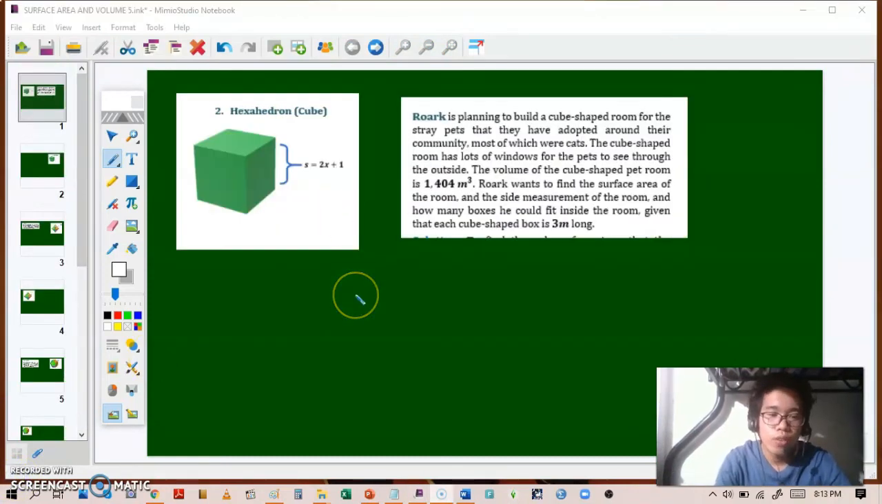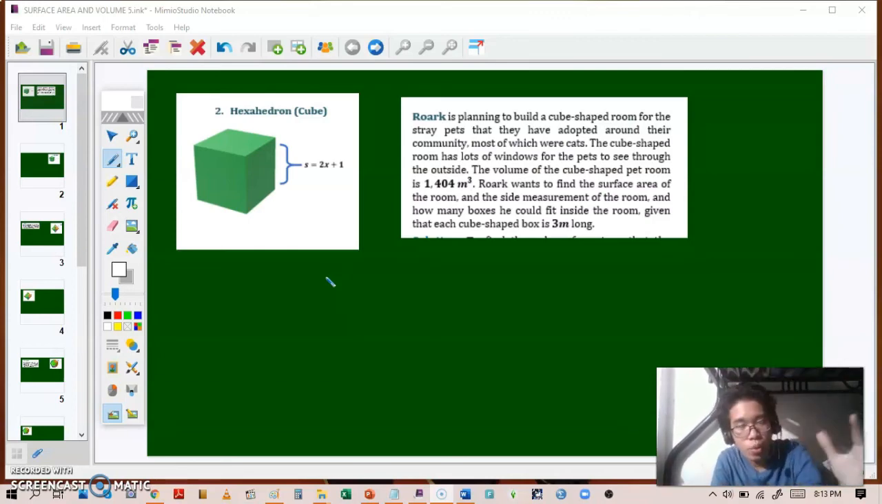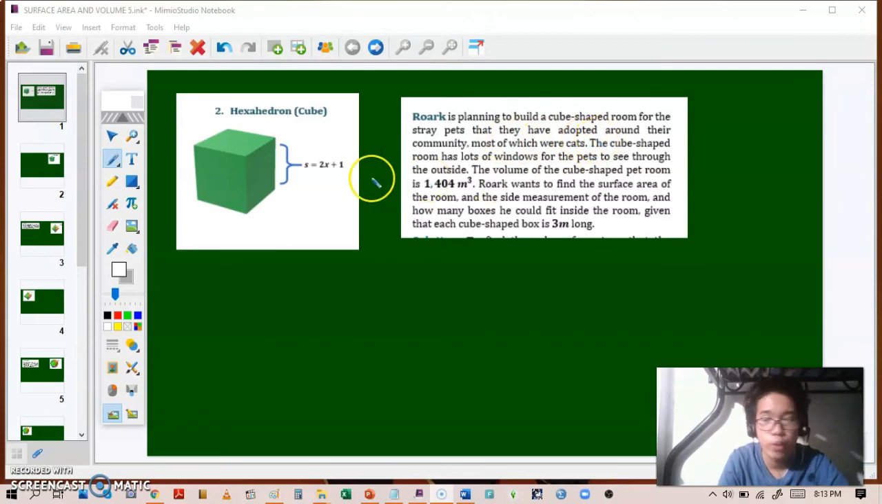For our second Platonic solid, we have here a hexahedron or cube. The more common term that we usually use for a hexahedron is a cube. 6 equal square faces. So Roark is planning to build a cube-shaped room for the stray pets that they have adopted around their community, most of which were cats. The cube-shaped room has lots of windows for the pets to see through the outside. So the volume of the cube-shaped pet room is 1,404 cubic meters.